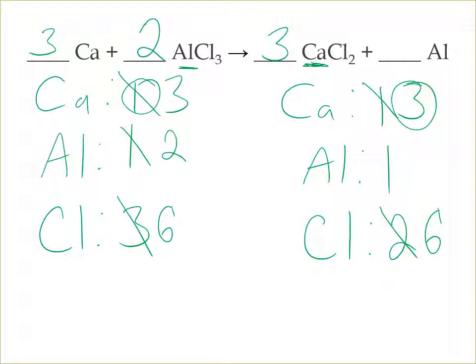Same thing over here. We've got the Al by itself, so I can write any number I want on that line. And I want to make this 1 look like these 2. So I'm going to write a 2 right there. That's going to give me 2 Als on the right.